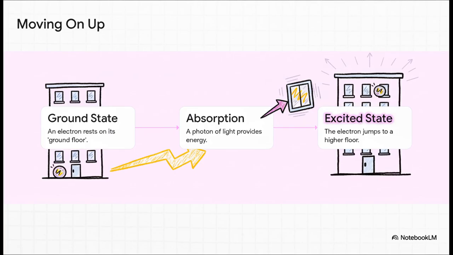So how does our little electron move up in the world? Well, it needs a burst of energy. Imagine a tiny particle of light, a photon, comes along and zaps the building. That photon gives the electron just the right amount of energy to instantly ride an elevator up to a higher floor. This new high-energy apartment is what we call the excited state.